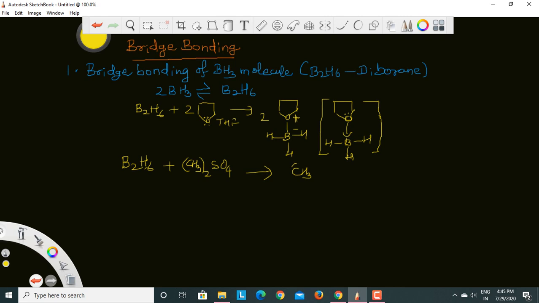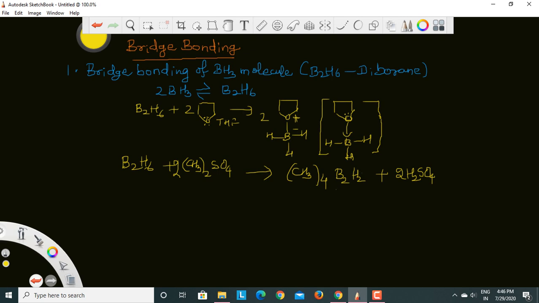CH3 four times, and B2H2 plus. So if this is four times, this must be 2 in order to balance. So 2 sulfate coming. From H6, 2 are left, so you have 4 hydrogen. So if you make 2H2SO4, then 2 sulfate, 4 hydrogen balance. So this is the reaction.